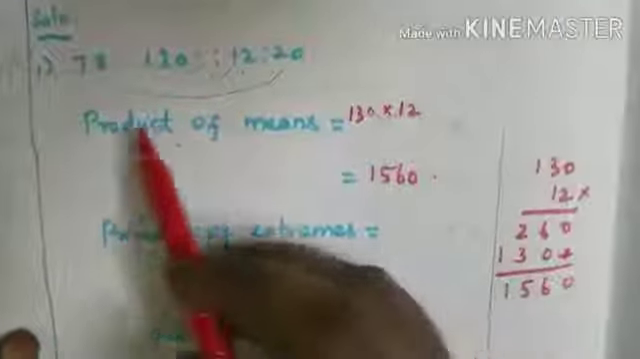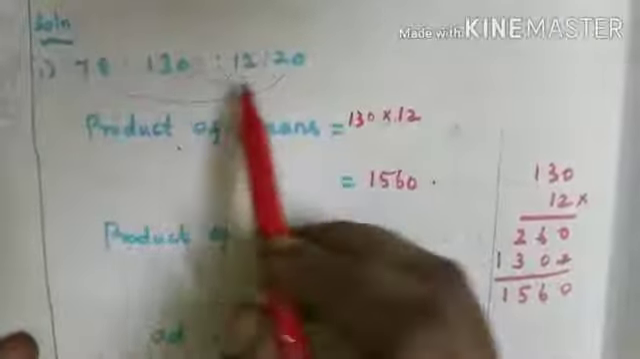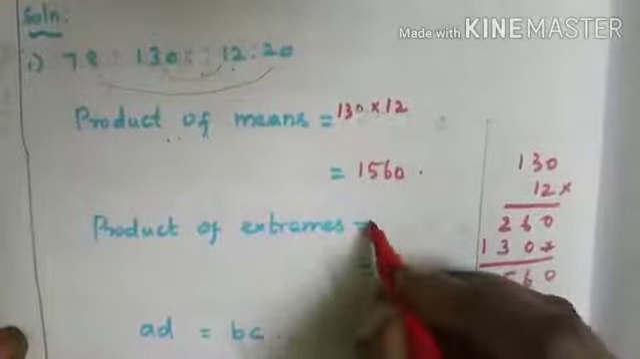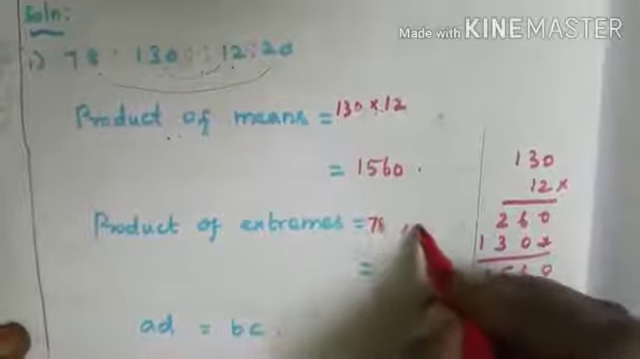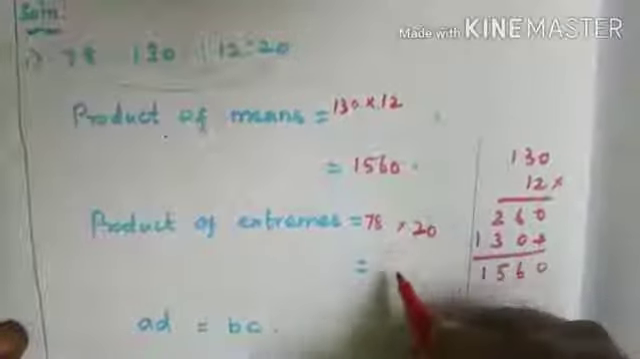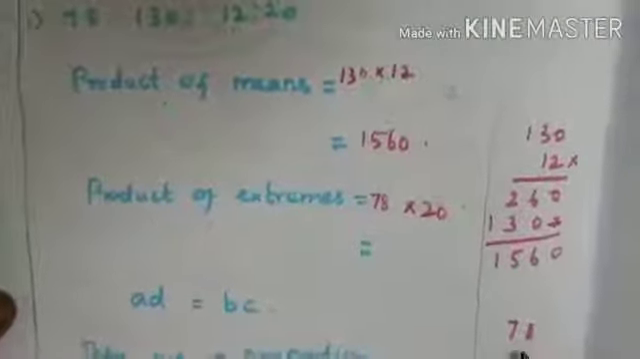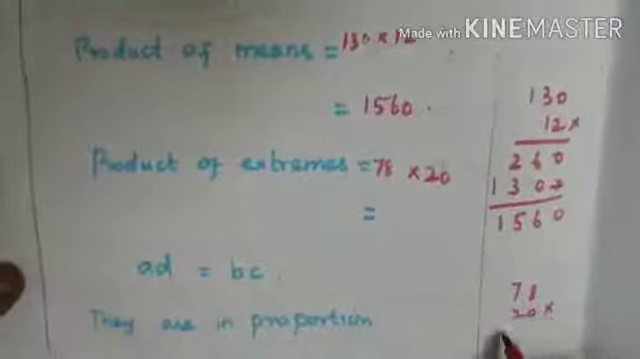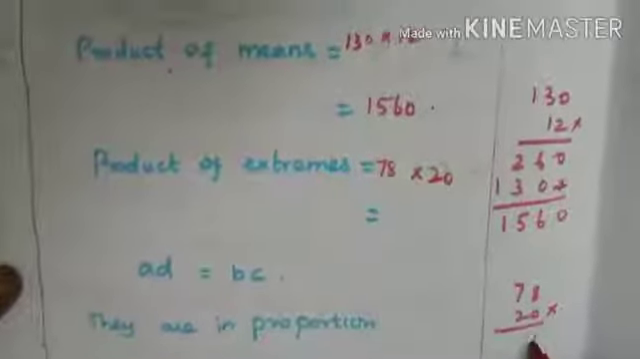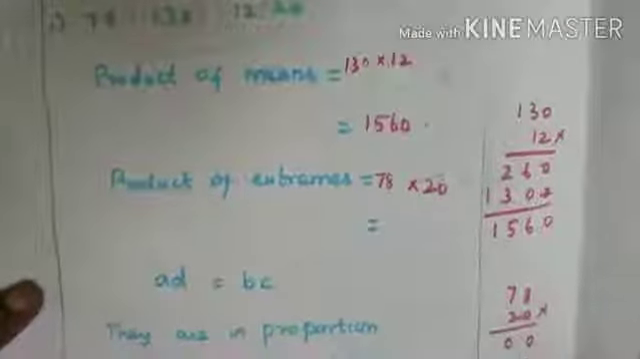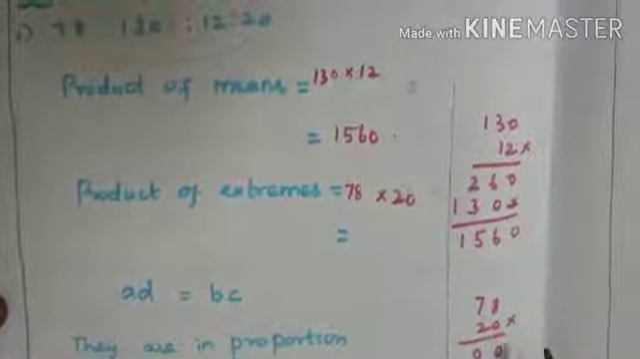Now, product of extremes. What is extreme? 78 into 20. We are multiplying 78 into 20. 8 zeros are 0. 7 zeros are 0. Next we can put a star.